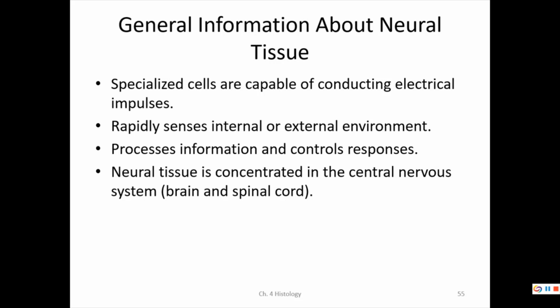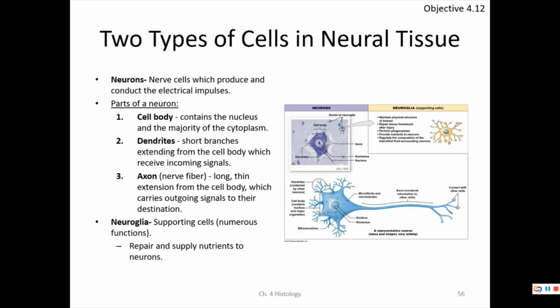They then process that information and control responses because of that, like withdrawal responses or pain. You go, ow, and you might want to defend yourself or something like that. That's mostly found in your brain and spinal cord. Most of it is concentrated in what's called your central nervous system, your brain and your spinal cord. We will talk more about that in our last lab section for nervous system.